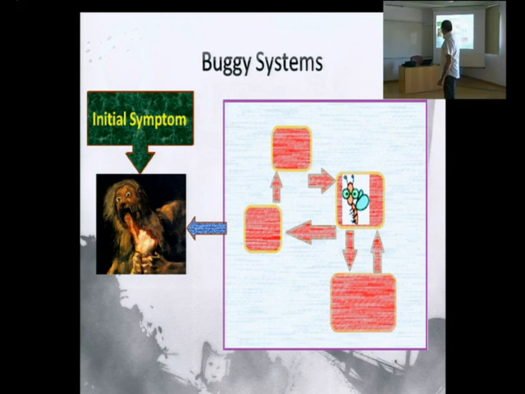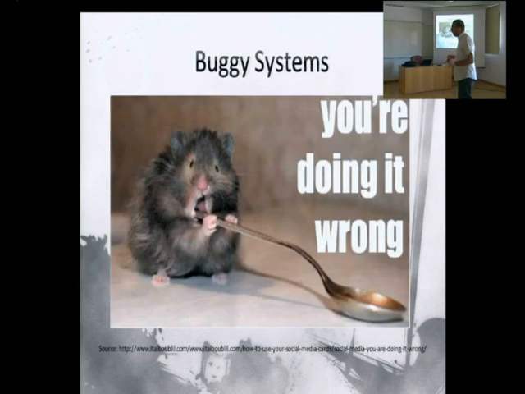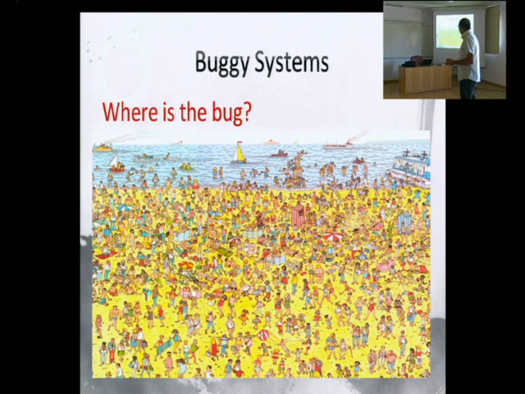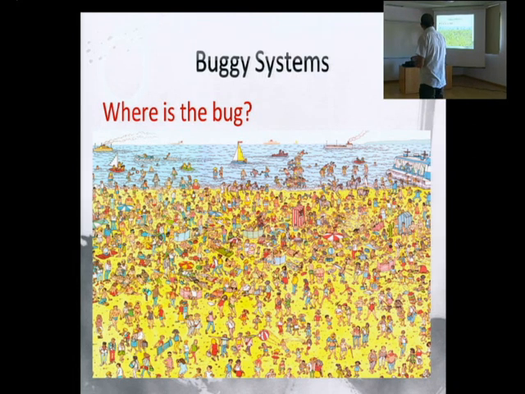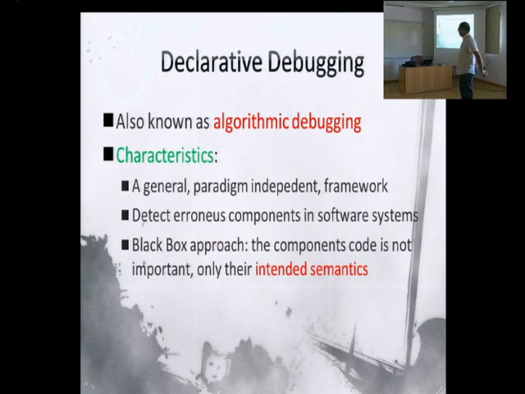So we know already that our system is buggy, but we have no idea of what's going on. We only know that there is something wrong here, but not what. Where is the bug? I don't know if anyone sees the bug. The bug is here, but it's difficult to find the bug in a complex system. That's where declarative debugging comes to help us.